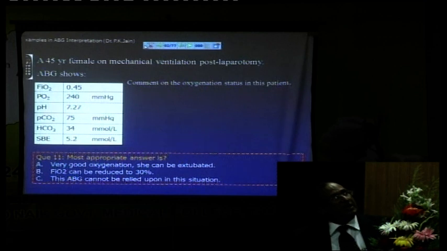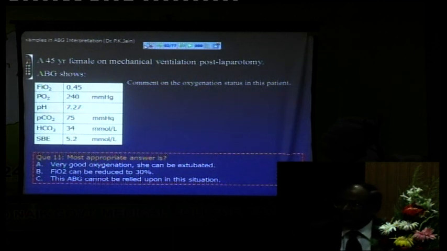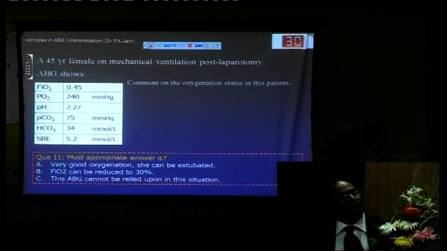Okay. Another female on ventilator post laparotomy. So she had a laparotomy done. She comes to the ICU. After 1 hour, you do a blood gas and you find this blood gas. What do you think is the most appropriate answer? Very good oxygenation, she can be extubated, FiO2 can be reduced to 30%, or I cannot rely on this ABG. Audience response starts now.